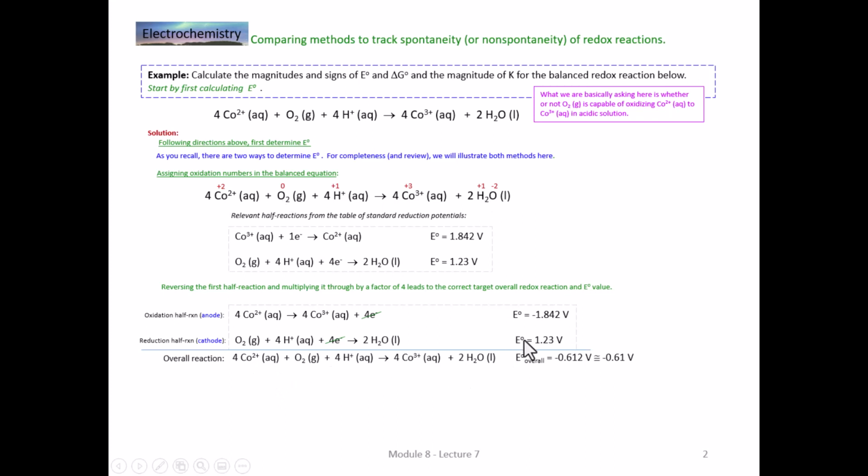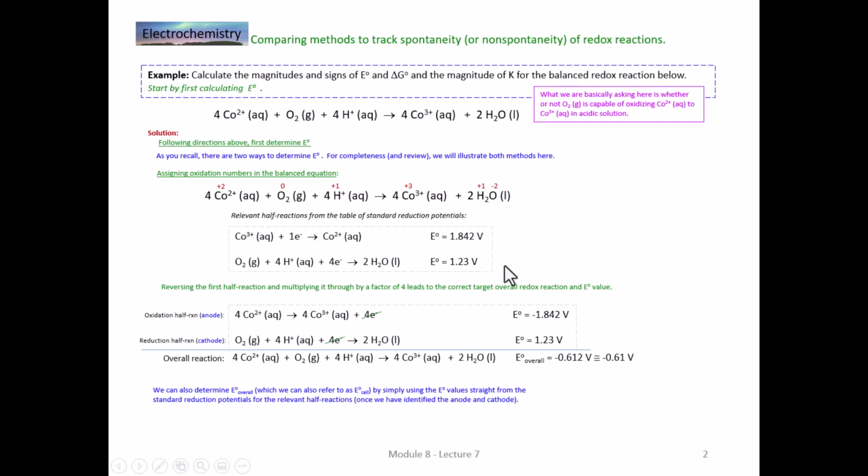And of course, what we do is add these two potentials together, and we get an overall potential for this reaction of minus 0.61 volts. So from using voltages from the table of standard reduction potentials, we see that the overall potential for this reaction is negative, which predicts that the reaction should not be spontaneous, but we'll keep going here.